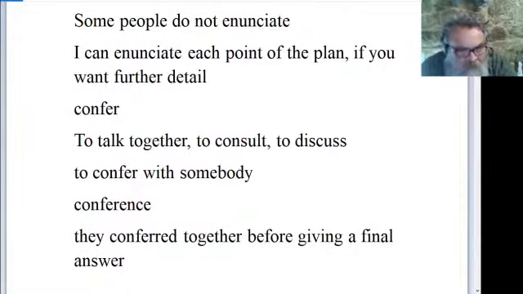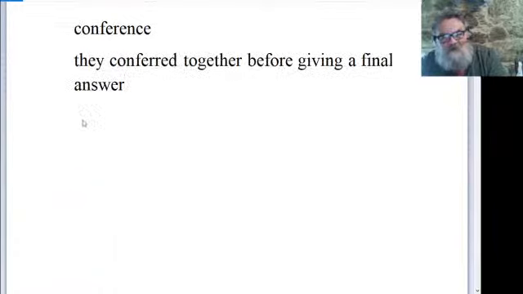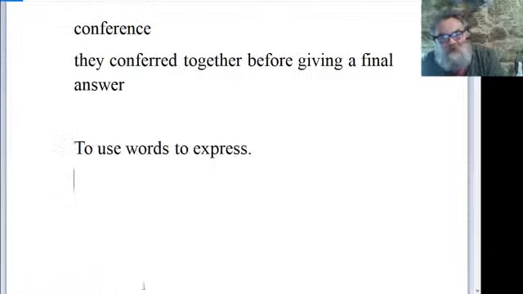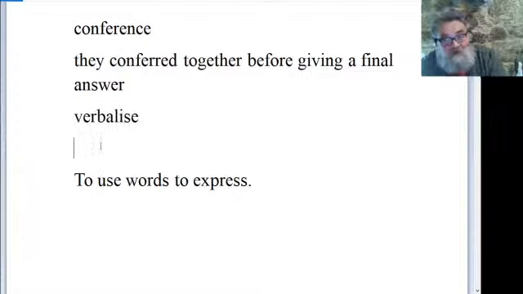Okay, verbalize. Notice S in English, or verbalize with a Z in American. So to verbalize is to use words to express something. So, for example, very often young children find it difficult to verbalize. Yeah, they just start crying. Yeah, and the thing I normally say to them, say it in words. Say it in words, to verbalize.